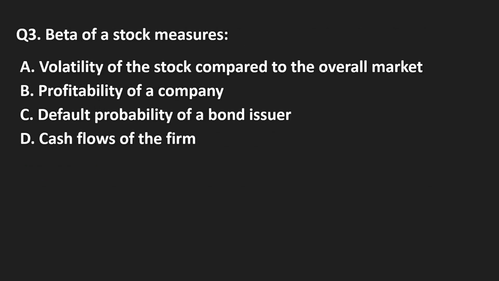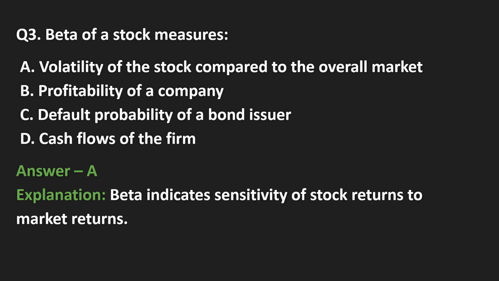Next question. Beta of a stock measures option A, volatility of the stock compared to the overall market. Option B, profitability of a company. Option C, default probability of a bond issuer. And option D, cash flows of the firm. Correct answer is option A, volatility of the stock compared to the overall market. Beta indicates the sensitivity of stock returns to market returns.